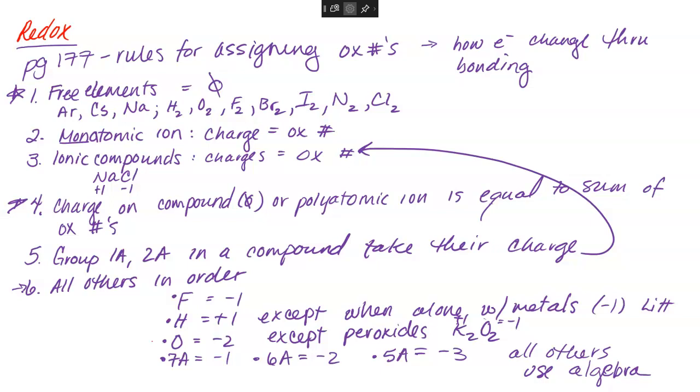Yes? Okay, so I kind of have like 2 questions in one. So free elements is priority number 1, and all others in order is number 6. And fluorine is a free element, but it's number 1. And the diatomic, like... So fluorine by itself, F2, would be 0.